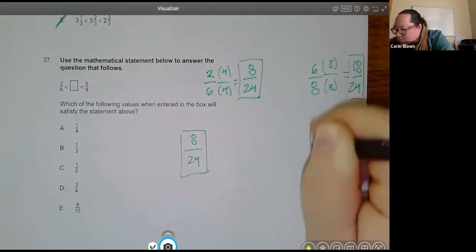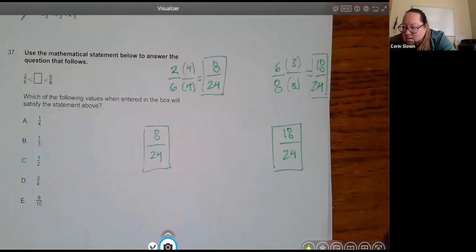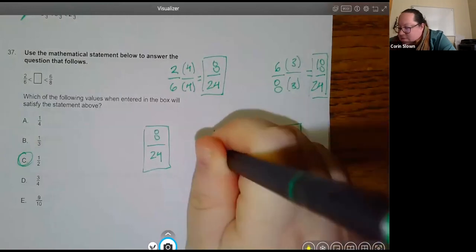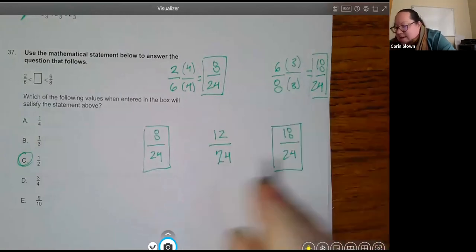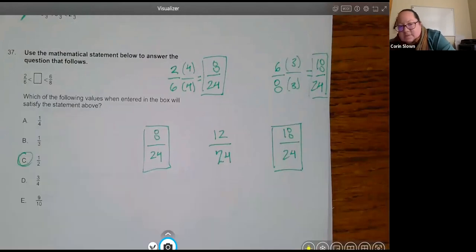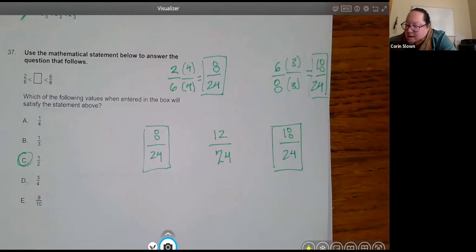24ths. So I can scan and look at these and see if there's one that leaps out right away. For me, I can see that 1/2 would be 12 24ths, and that meets the criteria of being in the middle of 8 24ths and 18 24ths. If you didn't have a number like 1/2 that you could easily recognize, you could go through and convert each of these. So I could do that process, right?